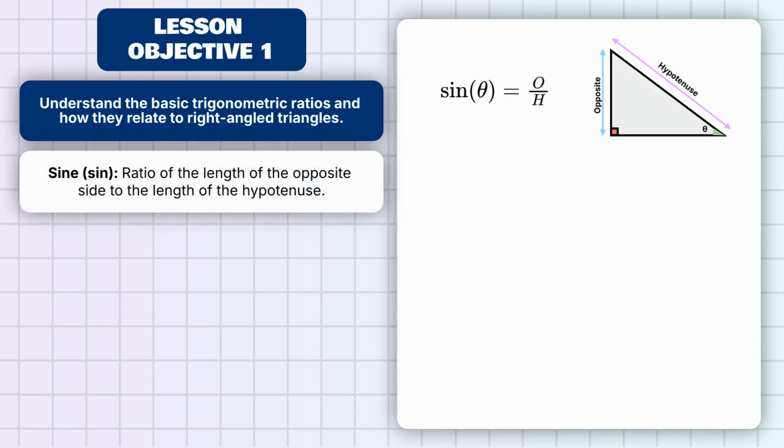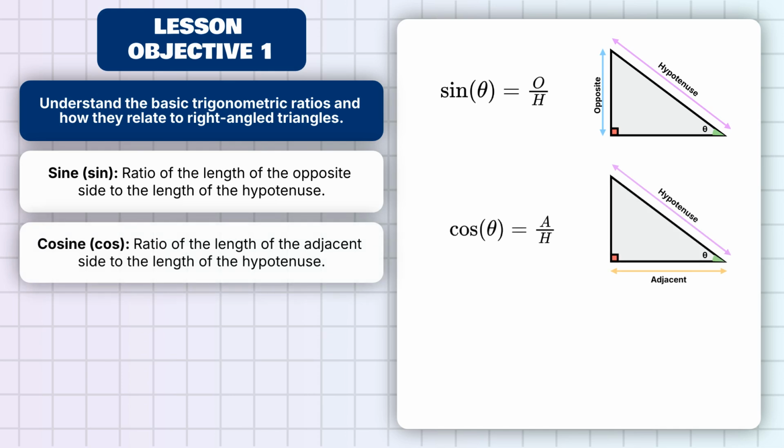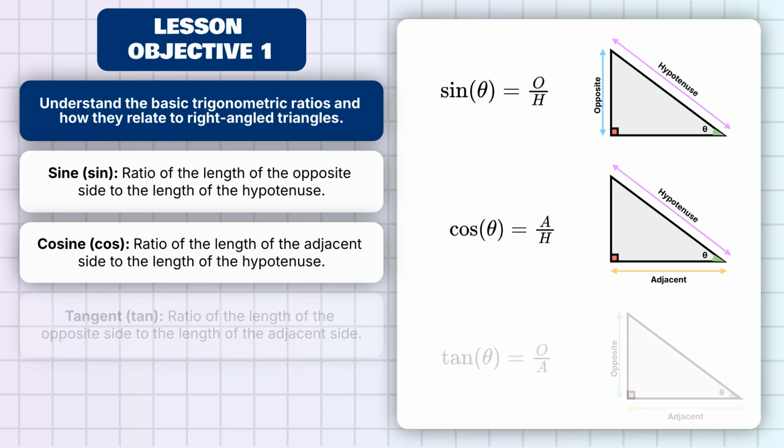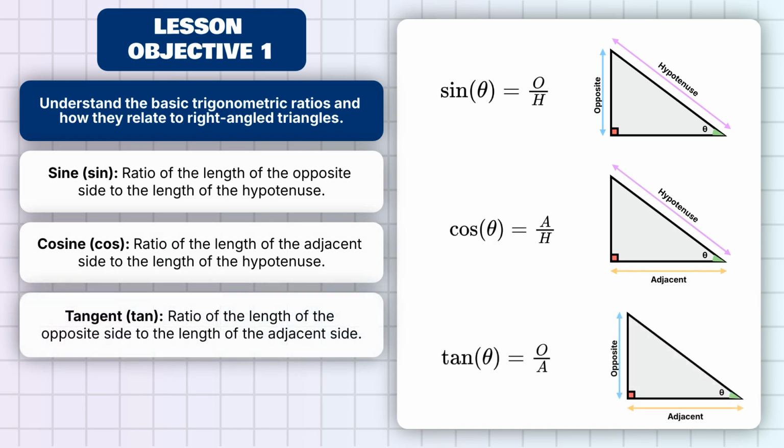Sine is the ratio of the length of the opposite side to the length of the hypotenuse. Cosine is the ratio of the length of the adjacent side to the length of the hypotenuse. Tangent is the ratio of the length of the opposite side to the length of the adjacent side.